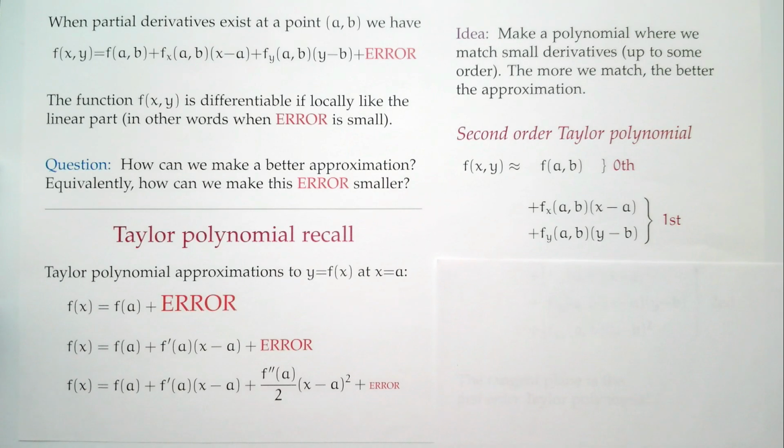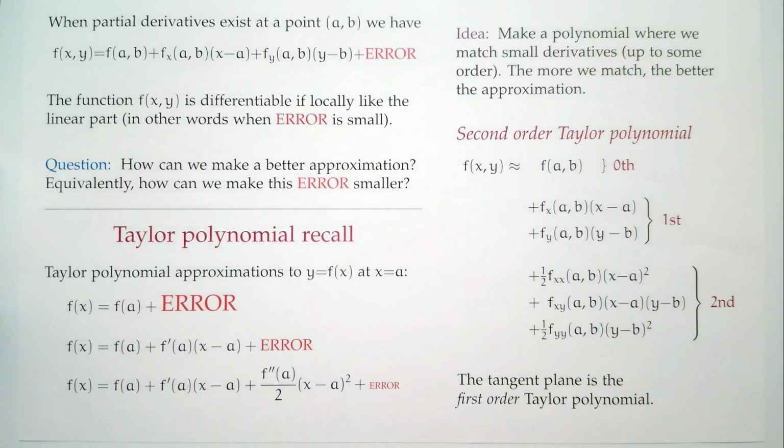The second order says, hey, toss in all the second order derivatives. So you get 1/2 f sub xx at (a, b) times (x minus a) squared plus f xy at (a, b) times (x minus a)(y minus b), and plus 1/2 f yy at (a, b) times (y minus b) squared. Now, philosophically, it makes sense. We're saying let's match our derivatives up through order 2.